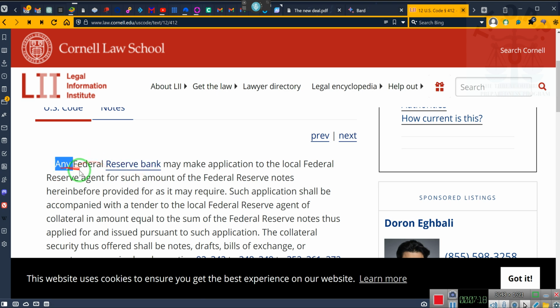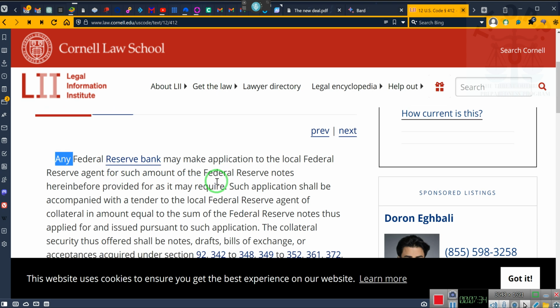Follow that. So any bank may make an application to the local Federal Reserve agent. That's why you have to apply for a loan. That's why you have to make an application for a loan. You get that so far? Thank you. Now, hold on.